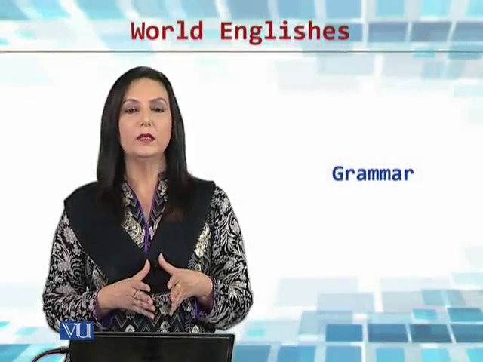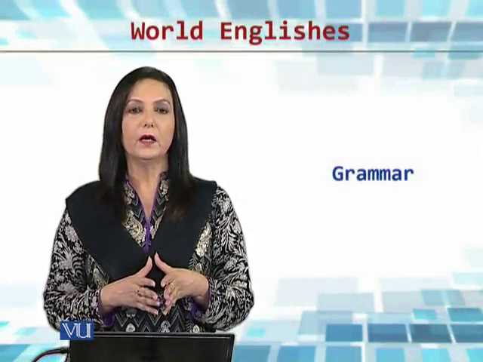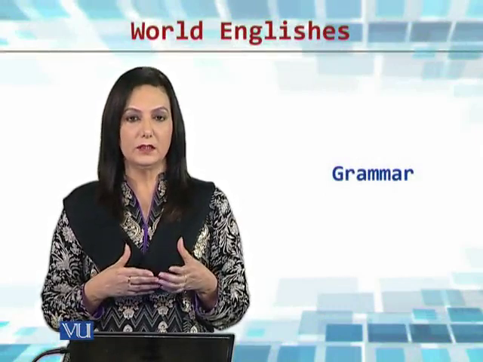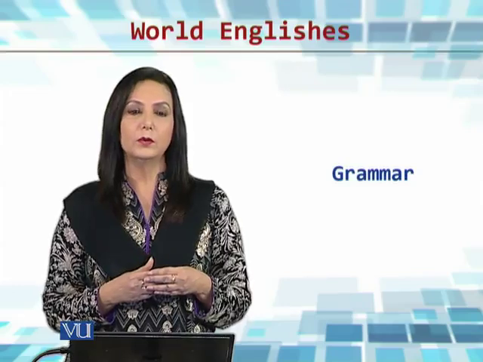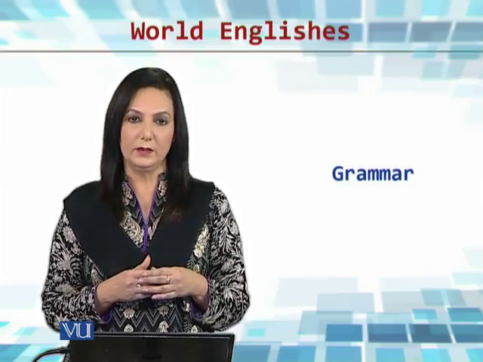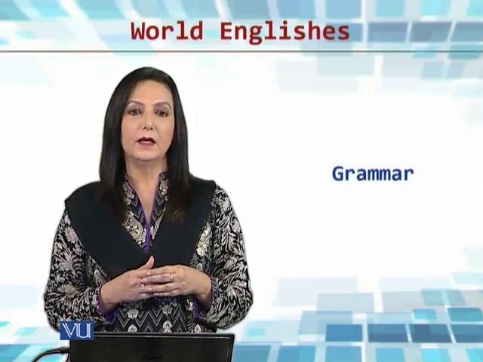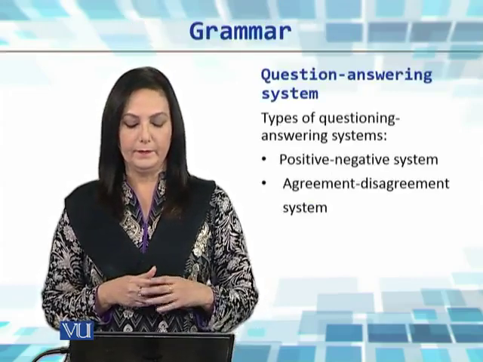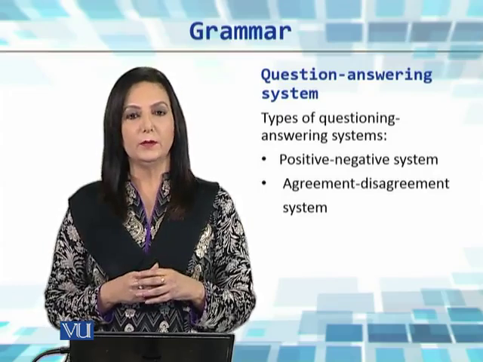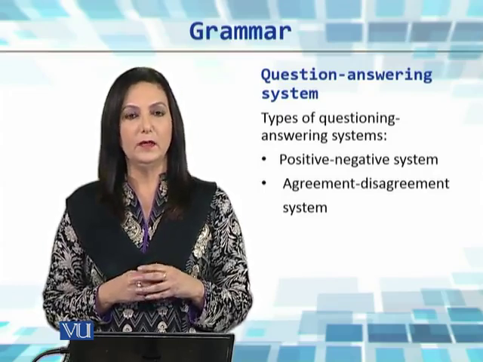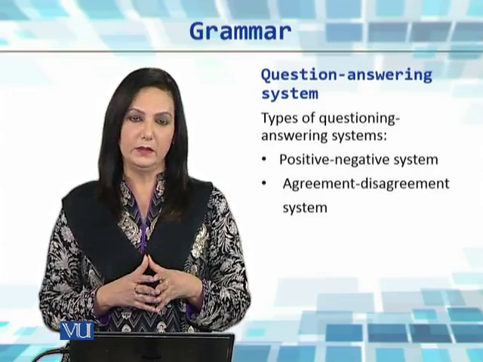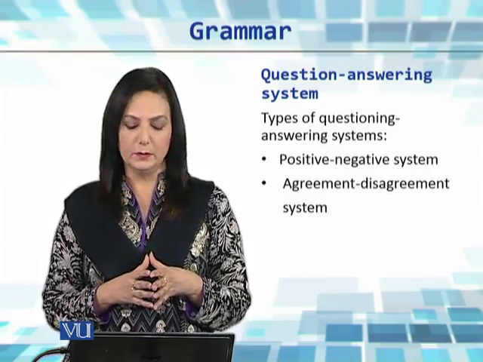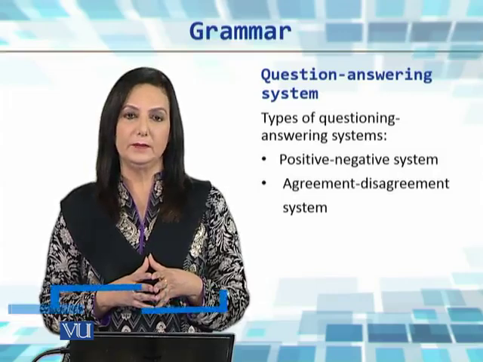Variations in non-native varieties of English are caused by different ways in which questioning systems are used and also the way in which question tags are used. Let's take a look at questioning answer systems first. We have two types of questioning answer system in the languages of the world. One is called positive negative system and the other is called agreement disagreement system.